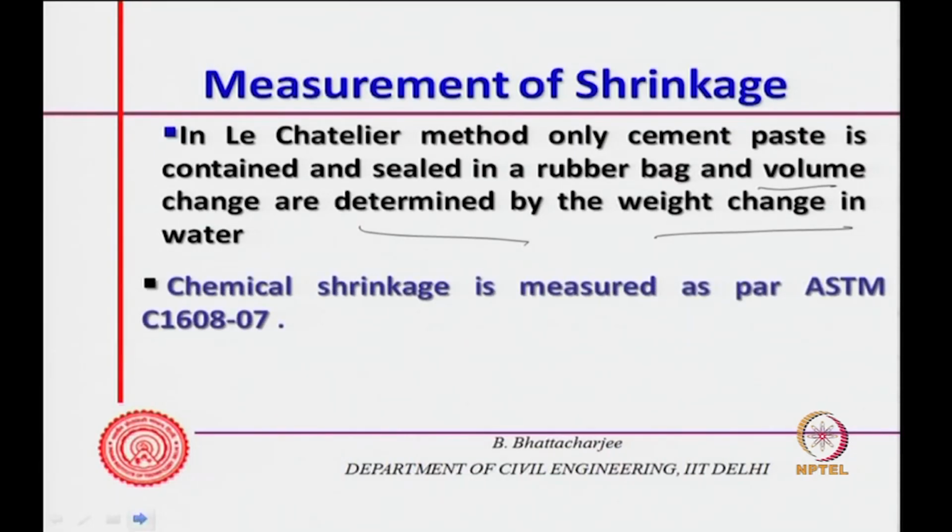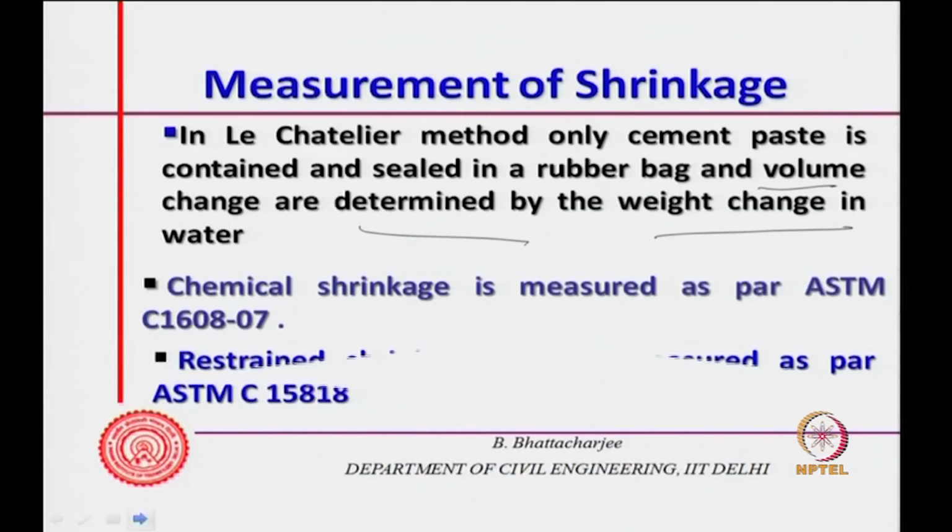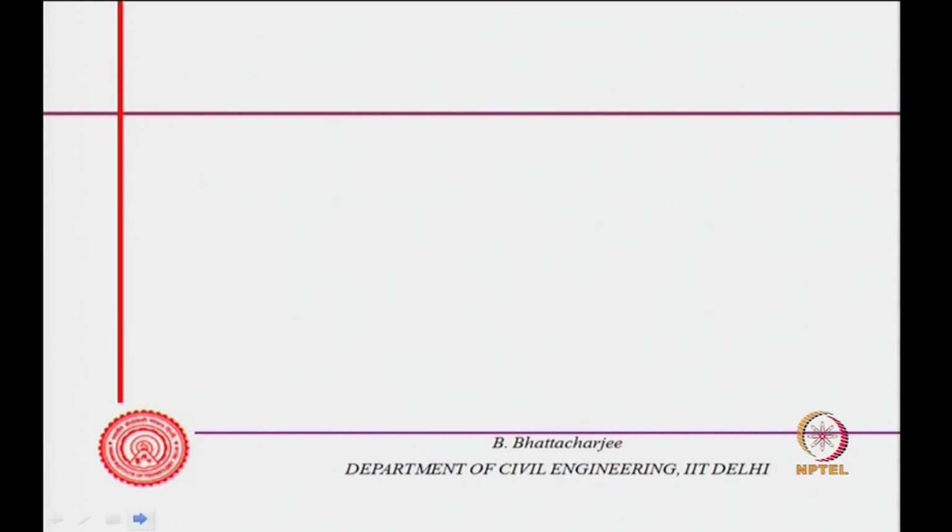However, chemical shrinkage can be measured by the ASTM C1608 method, and restraint shrinkage can be measured as per ASTM C1581, this method, right. So, the C1581 method.